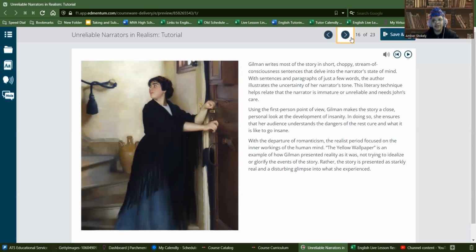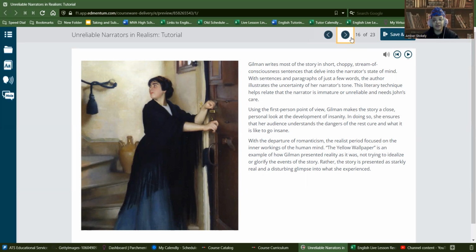Another thing that she does is use the first person point of view. So since the narrator is talking about herself and her experiences in the story, you get a very close personal look at what's going on in this story. You get to find things out firsthand with the person who's narrating the story. So this also brings you in to understand the effects that the rest cure is having on this woman because she's not allowed to go outside or do anything.